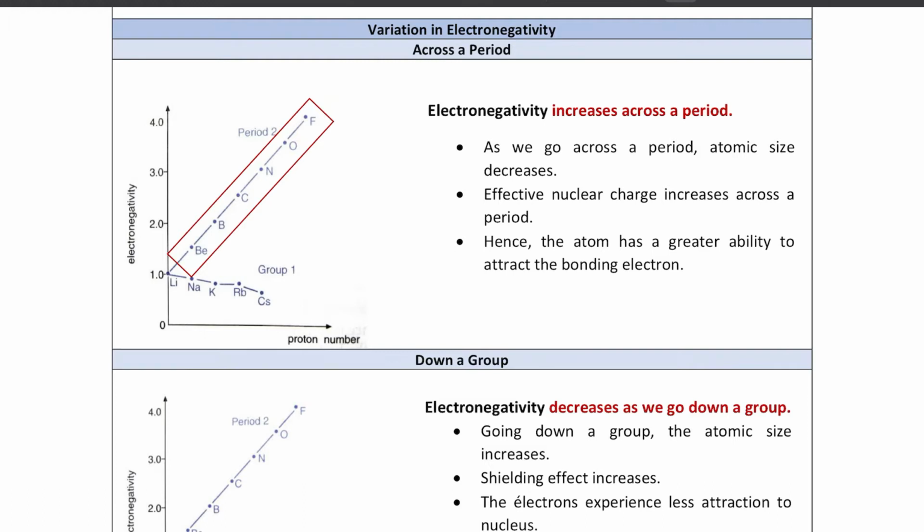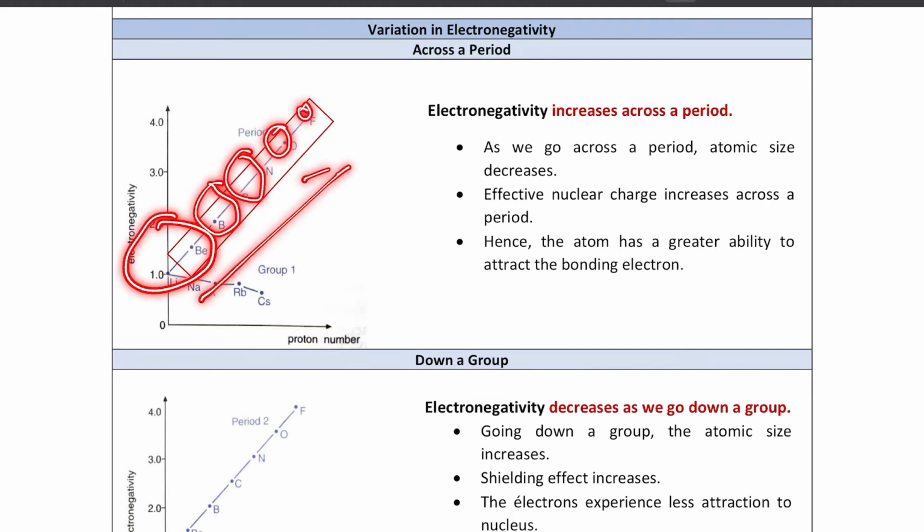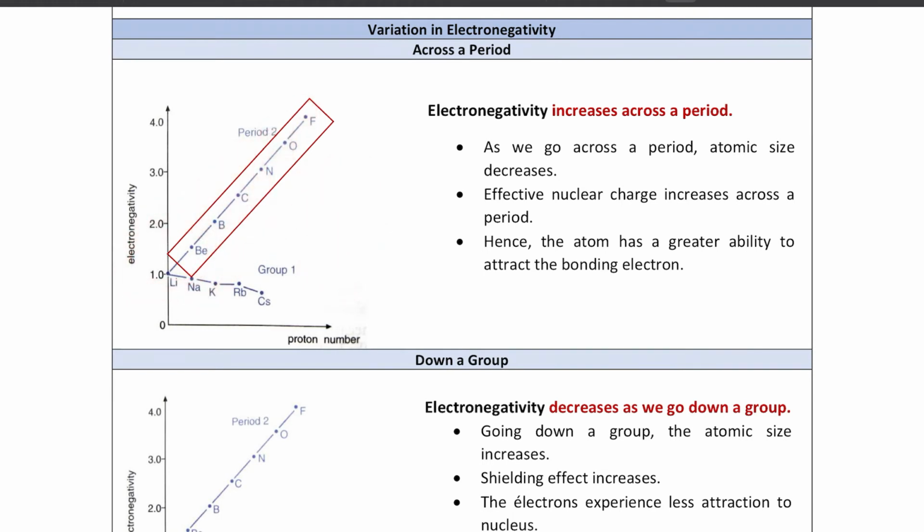So, bila size of this element makin kecil, okay, so ini besar, ini lagi besar, ini besar lagi. So, bila size tu makin kecil, that means attraction antara nucleus dengan valence electron tu makin kuat. So, maksudnya atom tu ada greater ability untuk attract bonding electron lah, sebab dia punya size dia kecil, so dia lebih kuat attraction dia terhadap bonding electron tersebut. Okay, so that's why electronegativity increase across a period. Okay, so you can also see value electronegativity ni makin meningkat lah across a period.